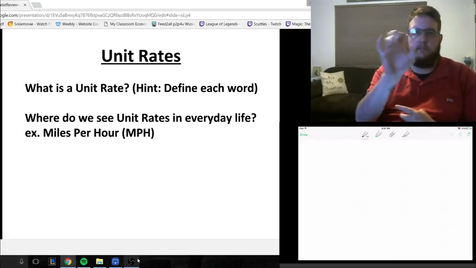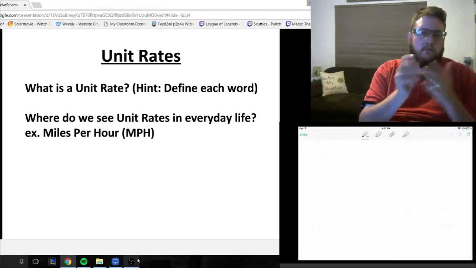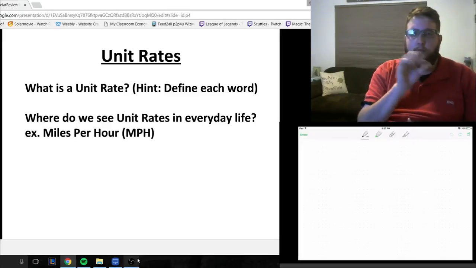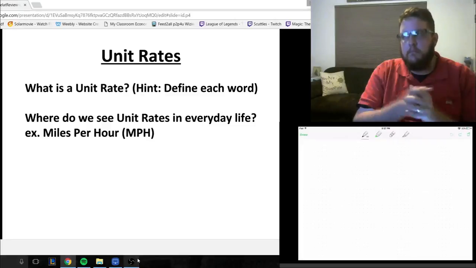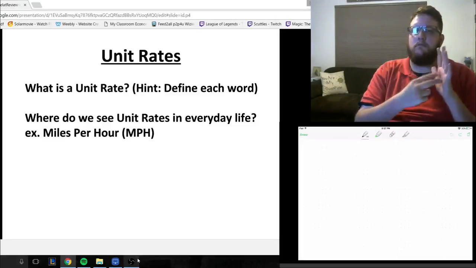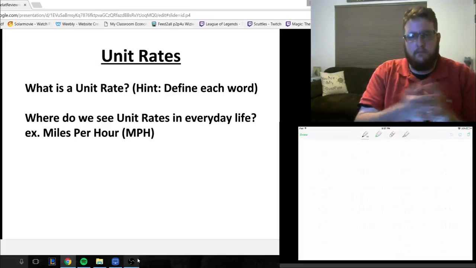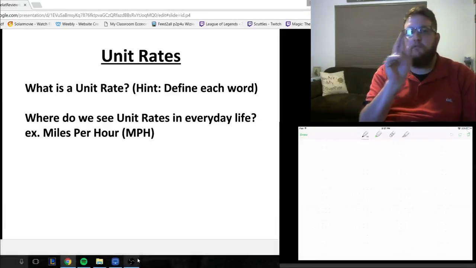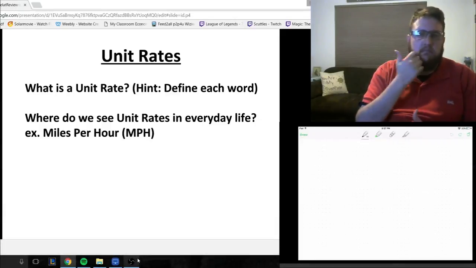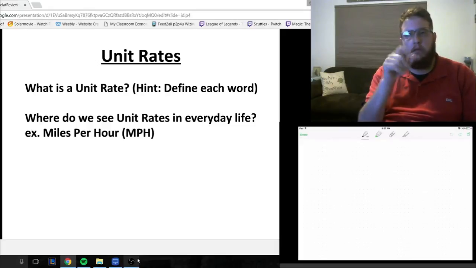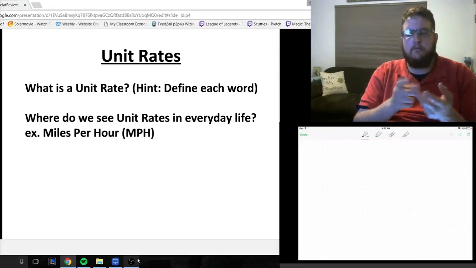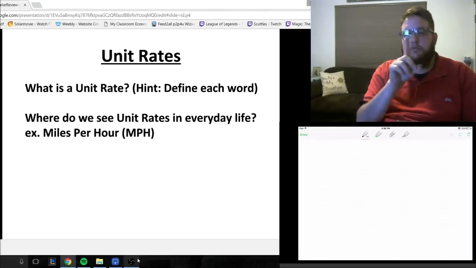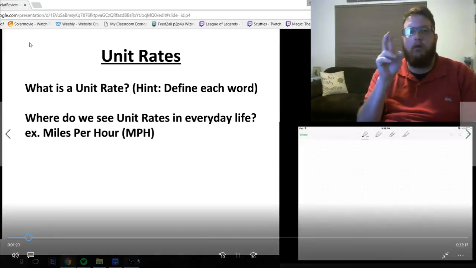So the first thing we talked about is what is a unit rate. We wanted to define a unit rate because before we can solve problems related to unit rate, we have to come up with an agreed definition. So a unit is something we use to measure. That could be miles, feet, dollars, oranges, and we use unit rates every day. The example I have here is miles per hour, but you may also see dollars per hour or oranges per student or bananas per monkey or something.